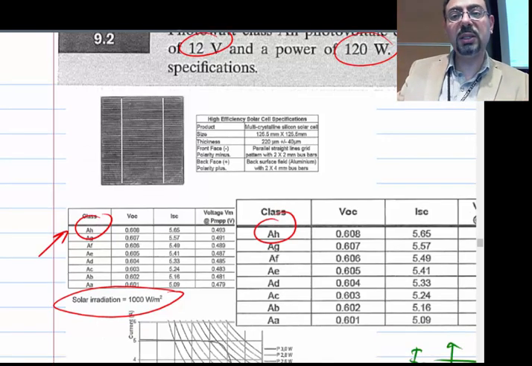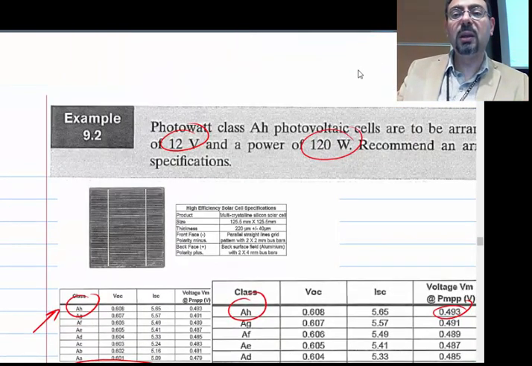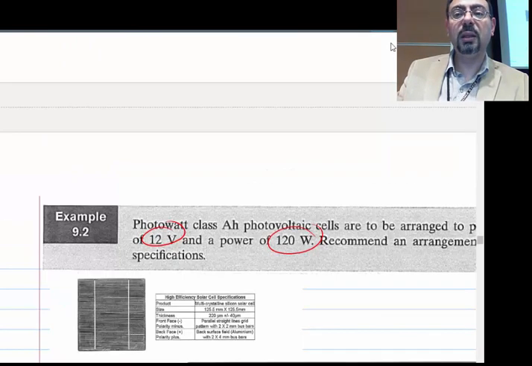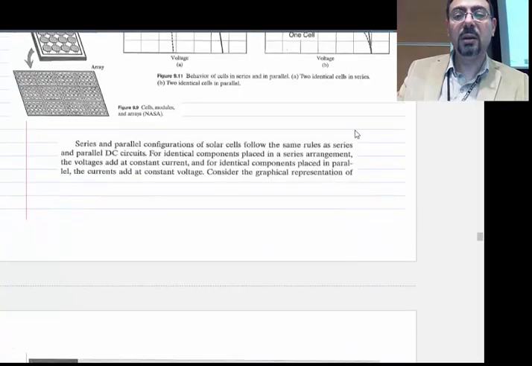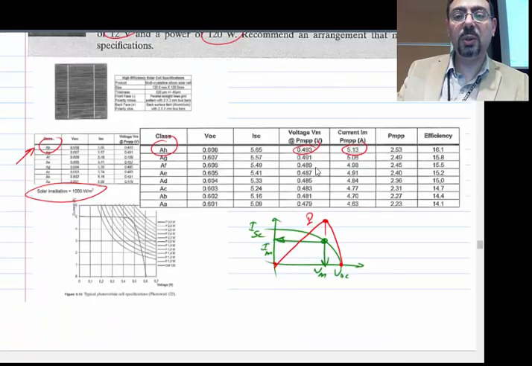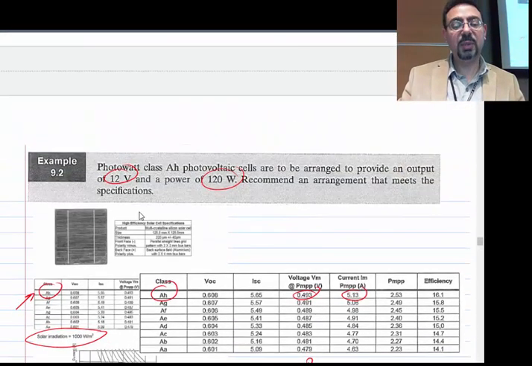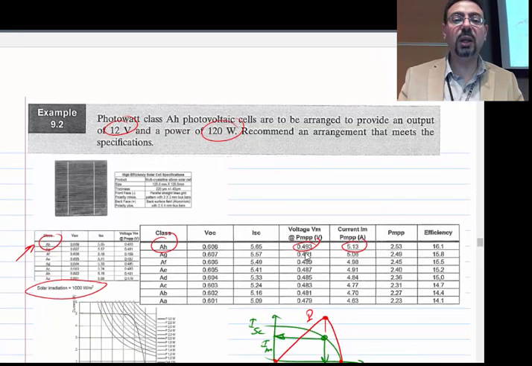So what is his problem then? He said recommend an arrangement that will meet the specs. So I look here, 0.49 volt, I want 12 volt. How many in series?